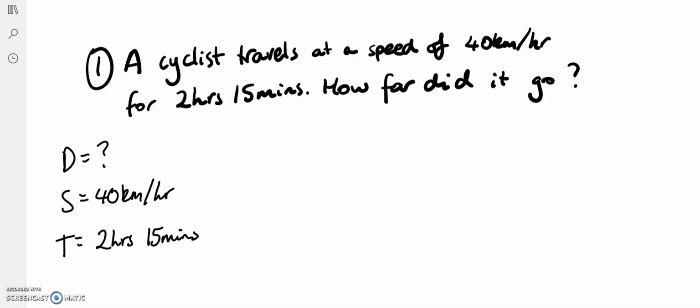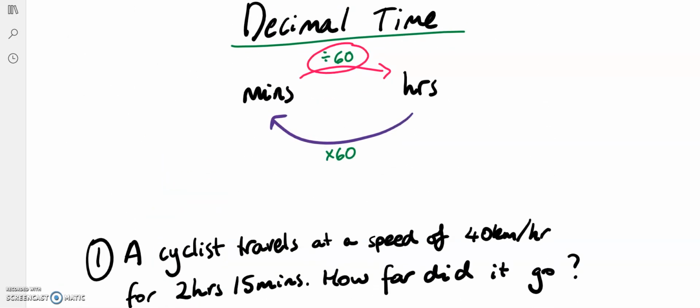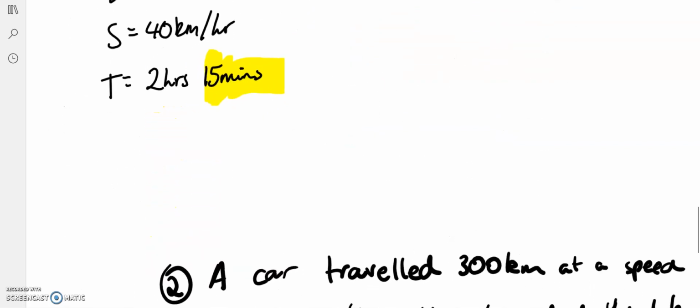Can I tell you what 2 hours and 15 minutes is not? It is not 2.15 hours. That is wrong. It would be 2.15 if there were 100 minutes in an hour, but there's not. There's only 60 minutes in an hour. So what we need to do is convert this 15 minutes. Like we say, to go from minutes to hours, we divide by 60. So to change the time, we do 2 plus 15 divided by 60, and we can just type that into our calculator. 2 plus 15 divided by 60 is 2.25 hours.